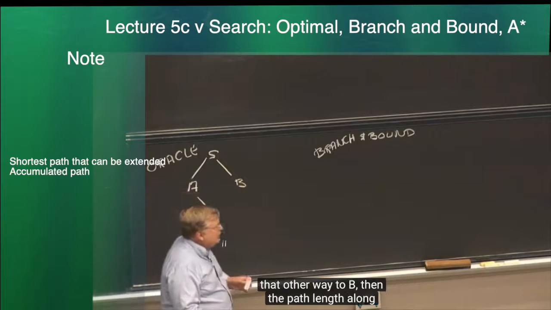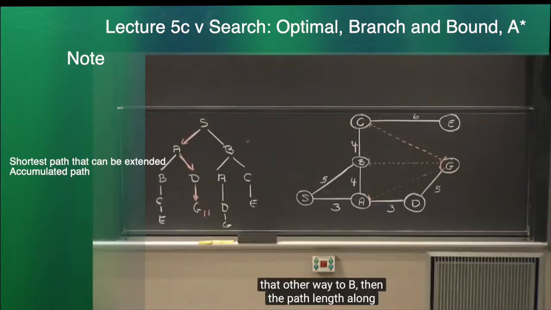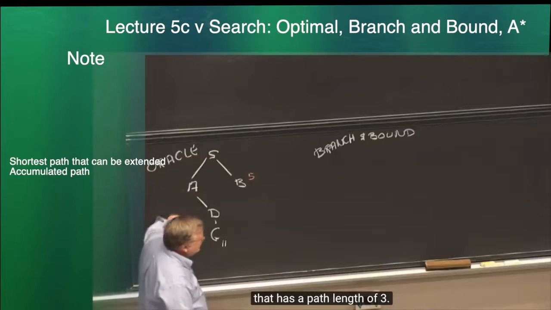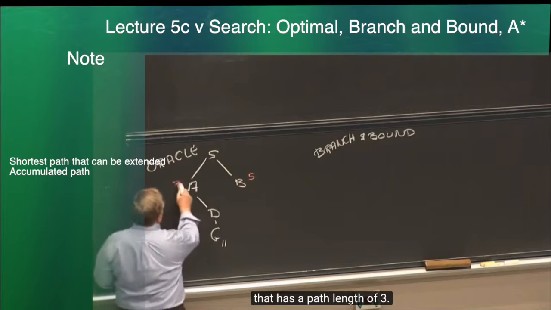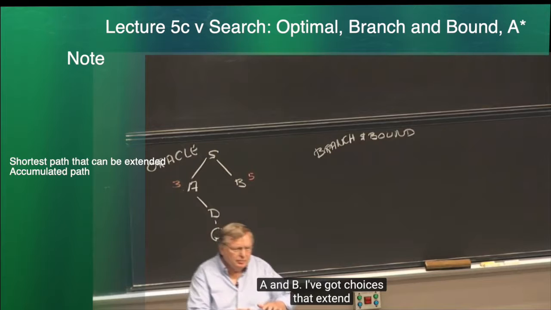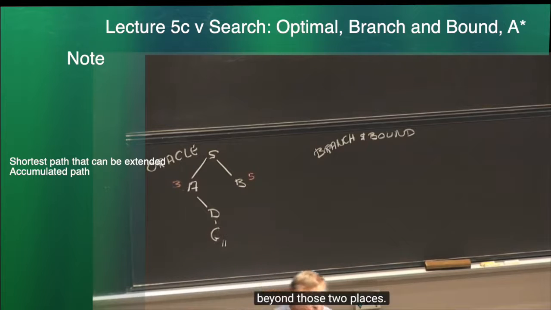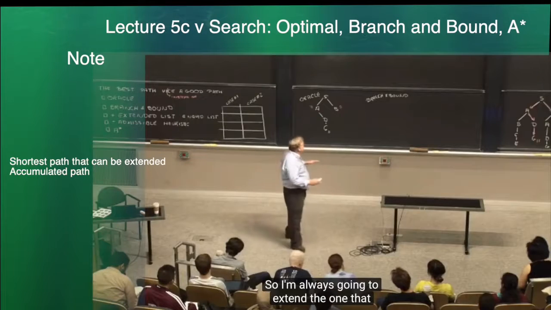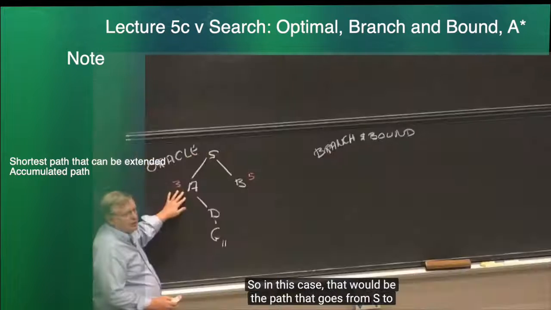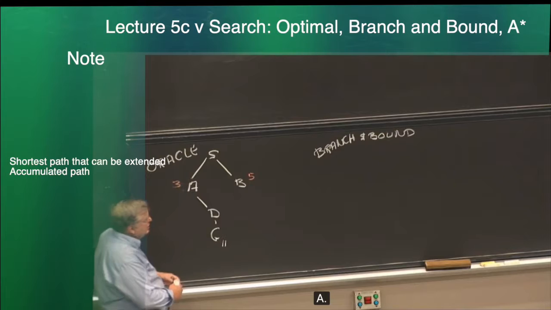And if I go that other way to B, then the path length along that side is 5. And likewise, if I look at the path that terminates in A, that has a path length of 3. So now I've got two choices, A and B. I've got choices that extend beyond those two places. So I'm always going to extend the one that has the shorter length. So in this case, that would be the path that goes from S to A.